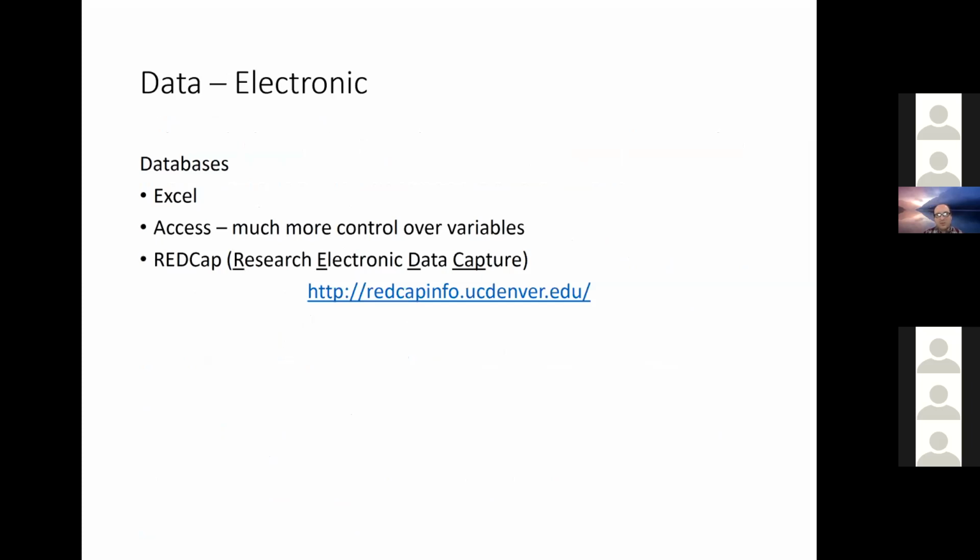So there are a few options for data capture or recording. Excel, it's probably going to end up as an Excel spreadsheet, which is related to what we use for analysis. But Access, I don't know if people still use this.